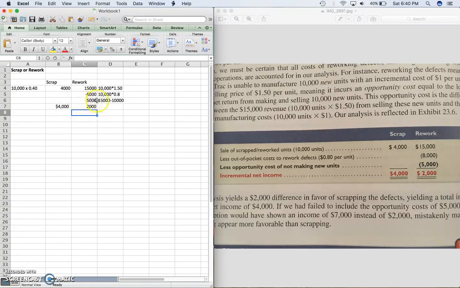If we didn't include that opportunity cost, it would show that this was 7,000, and that would make it look like the rework would make more money, but it actually doesn't because we had to include this cost. I'm just going to write this in that it's 10,000 minus 15. Yeah, so that is how we did that.